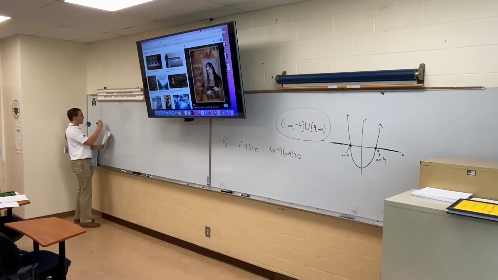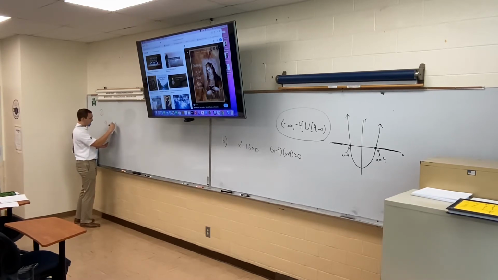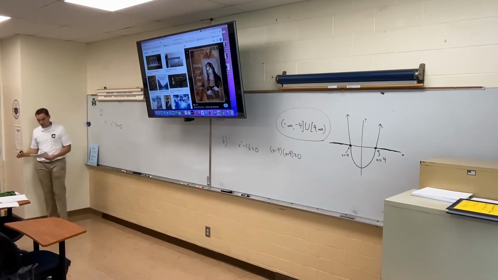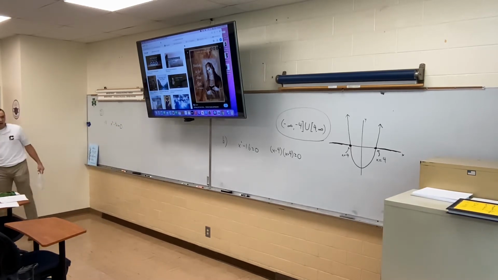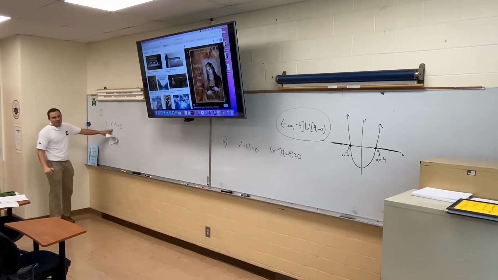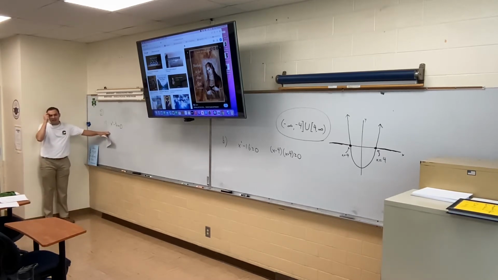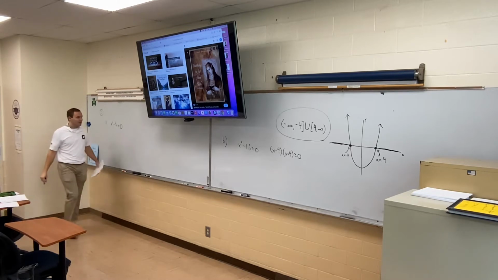We want all the x such that x cubed minus 4x is greater than 0. It's greater than 0, okay? Uh-oh, we got a cube here. Scary. Okay, so how do we graph this by hand? How do we sketch the graph of this by hand?